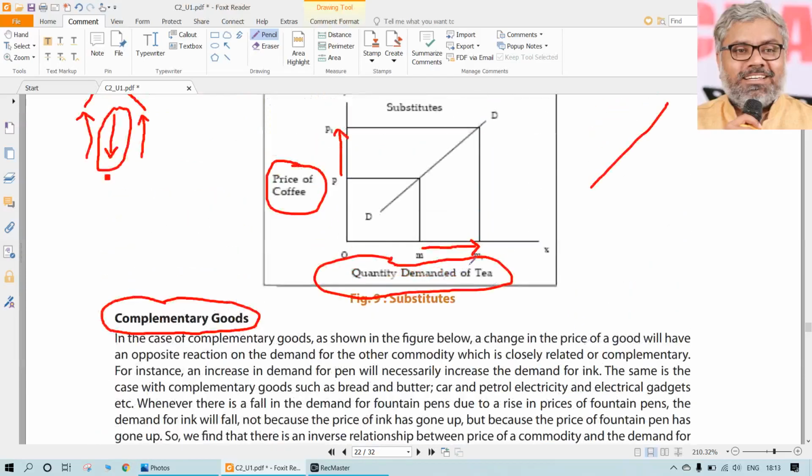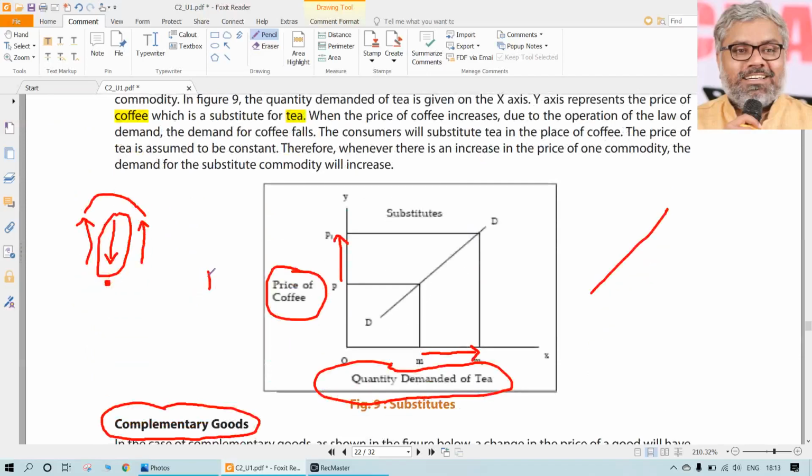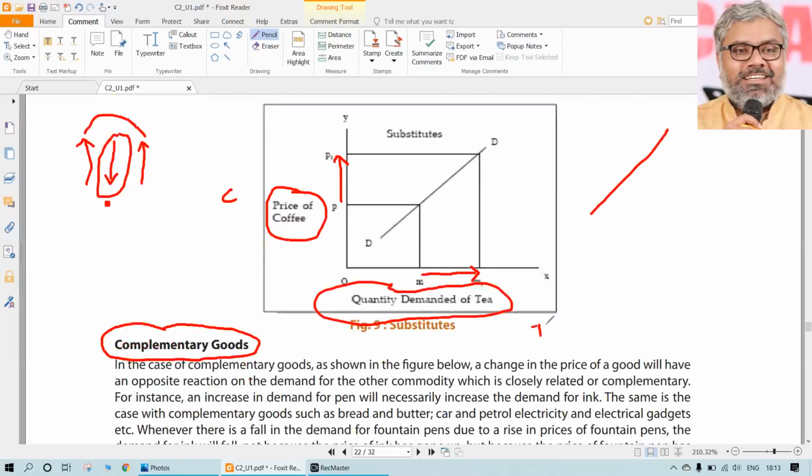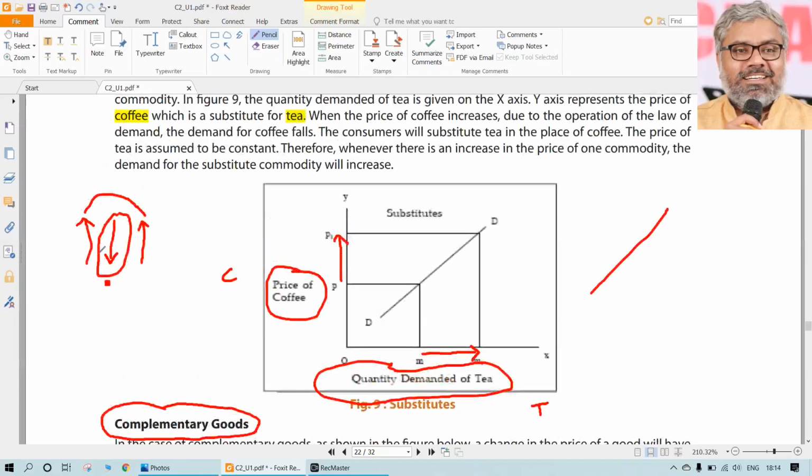Coffee and tea are not really substitutes. You know that. That is why we are just talking about an example. So this is just some product called coffee, that is C, let us say, and some product called tea, whatever it is. We don't care about the real names of these products. Mostly what we are interested in is the relationship. Any two substitutes will behave like this. If coffee and tea are substitutes, they will also behave like this. If not, they will not. So they will behave like this only if they are substitutes.